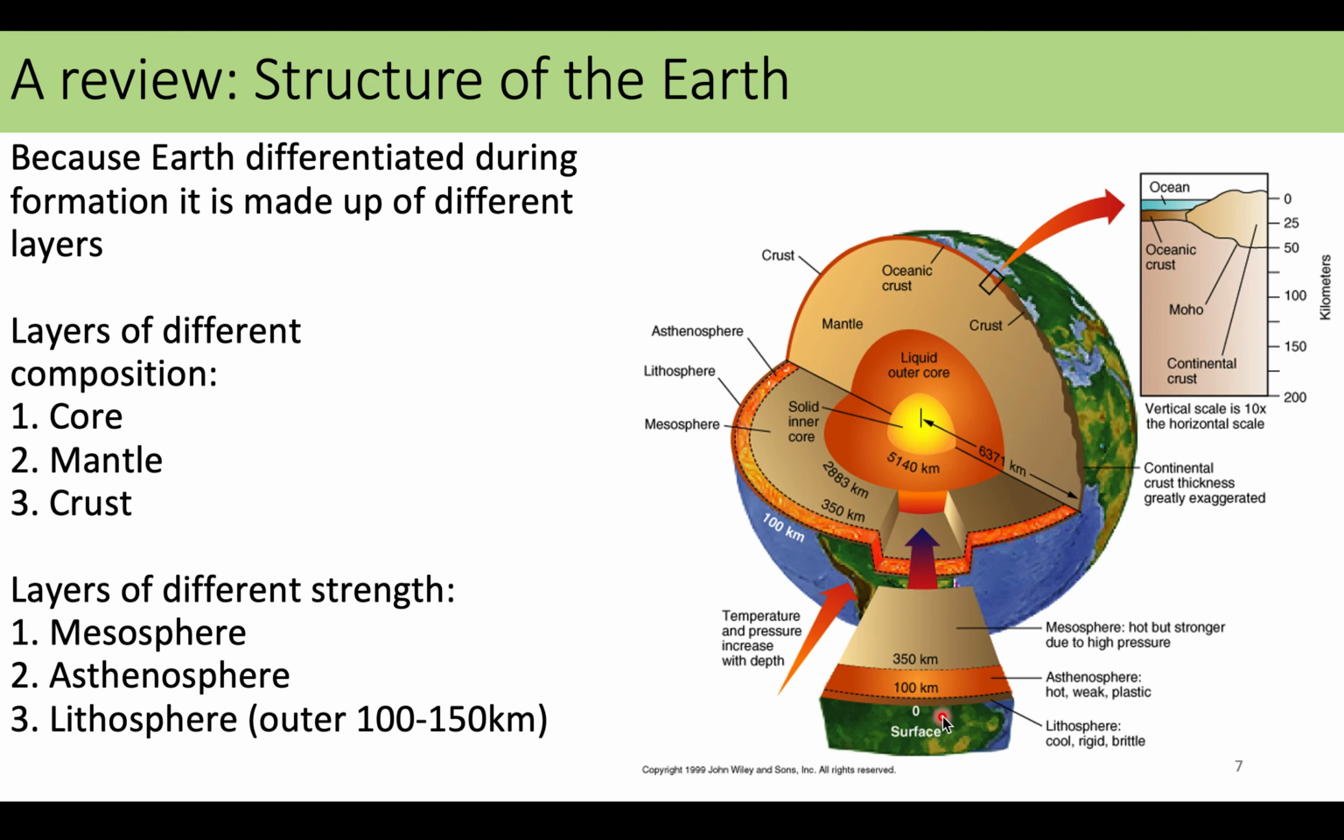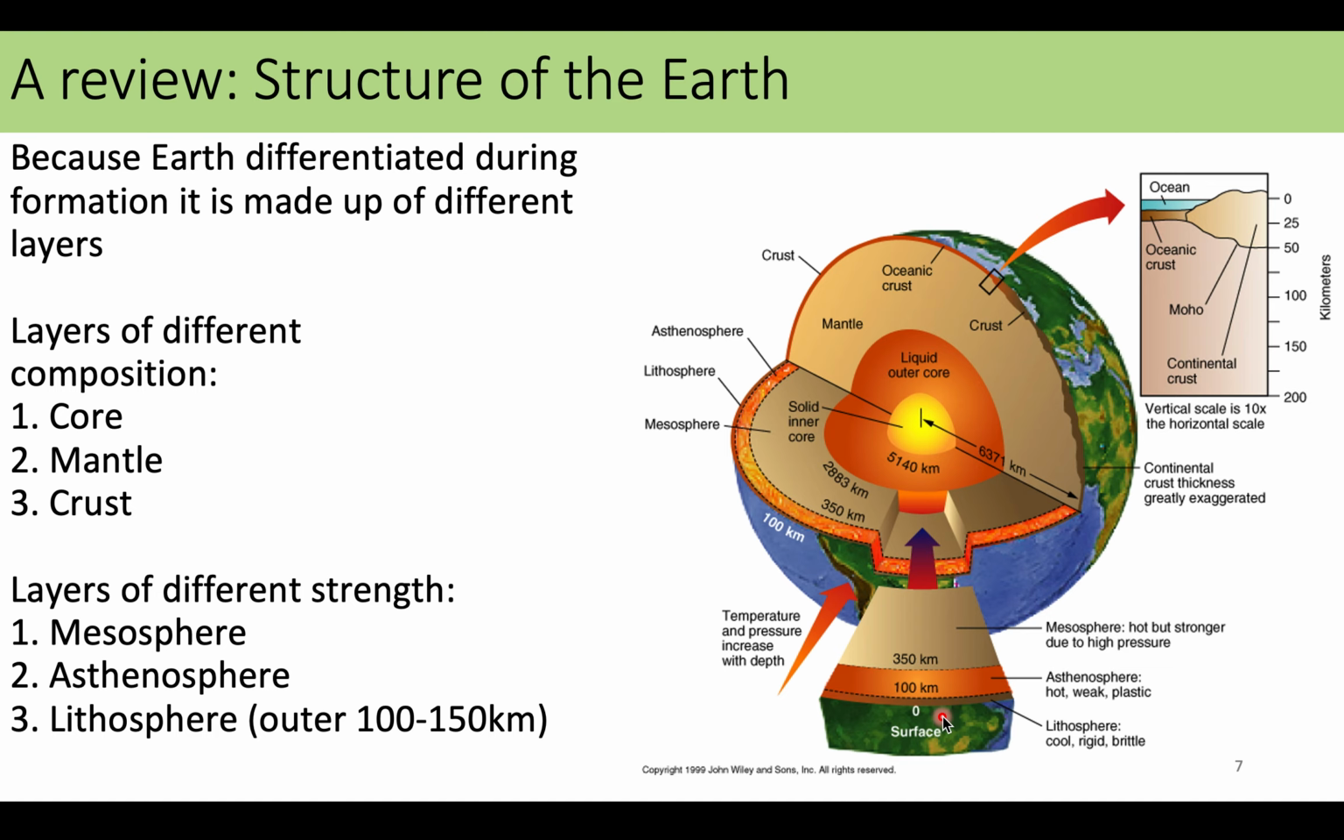So to start, let's just remember a little bit of what we learned previously. So here's a review of the structure of the Earth. So remember that the Earth differentiated into different layers as it was cooling. When the heaviest elements sunk to the center of the Earth, the least dense elements rose to the surface.